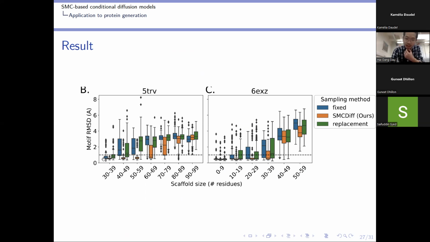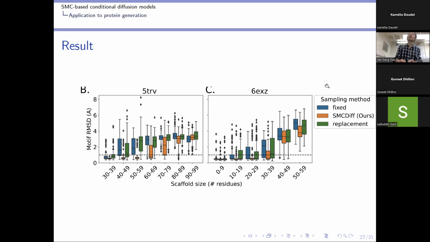And on the y axis, what they show is their evaluation criterion. The closer the numbers approach this line, the better. And they compare 3 sampling methods. The SMCD that we have described, and the replacement method that we have described.